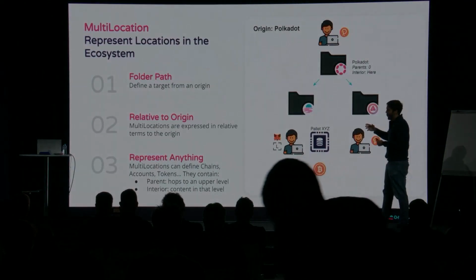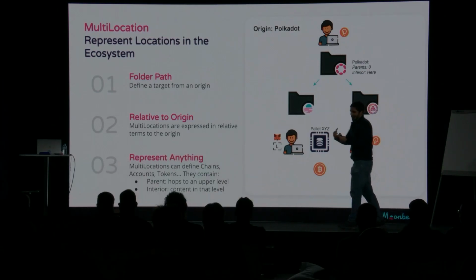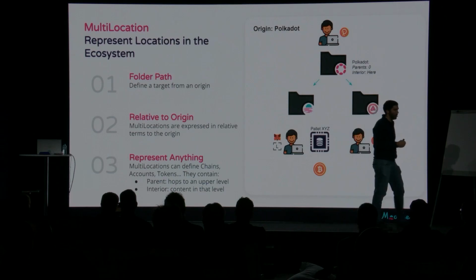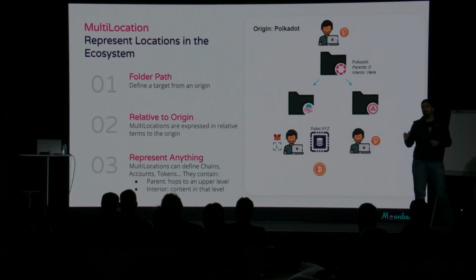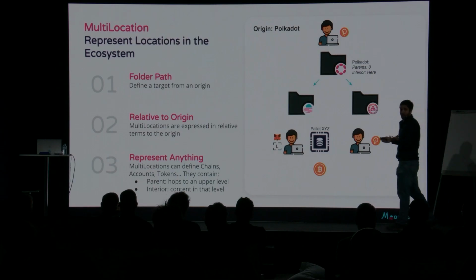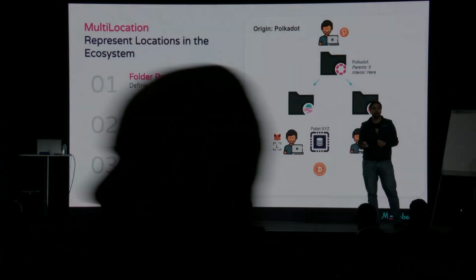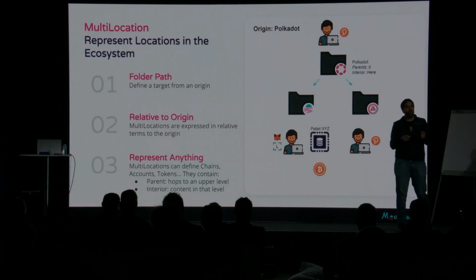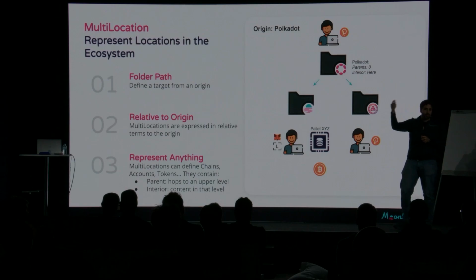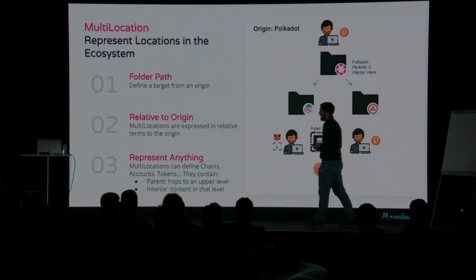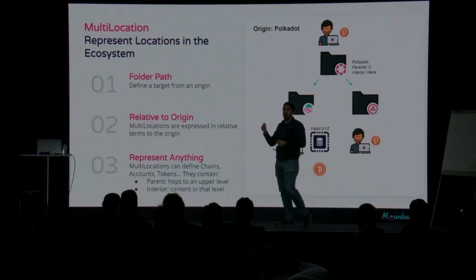So the person that explained to me how multi-locations work said that a good analogy is thinking about folder paths. You can actually define a target from a folder, right? Let's say you're in the documents folder and you want to go to the pictures folder. There's a way you can represent how you go from one to the other with the dot, dot, slash, and so on. Importantly, multi-locations are easier to understand if you express them relative to an origin.